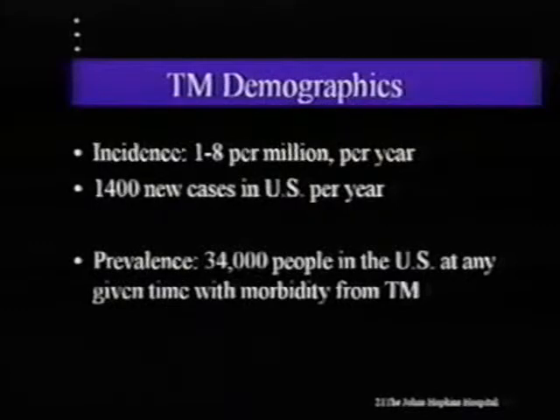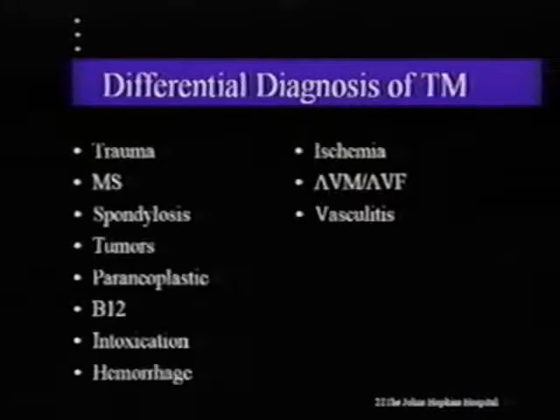It is a rare disease. Approximately, based on a few different studies, somewhere between 1 to 8 new cases per million people per year. And if we believe those numbers, and they may be underrepresented, you're talking about 1,400 new cases in the United States per year. Rare, but not extraordinarily rare. A lot of new cases per year. And based on the notion that people don't always completely recover, you can then make an estimate that there are about 34,000 people in the United States at any given time suffering from the effects of transverse myelitis.